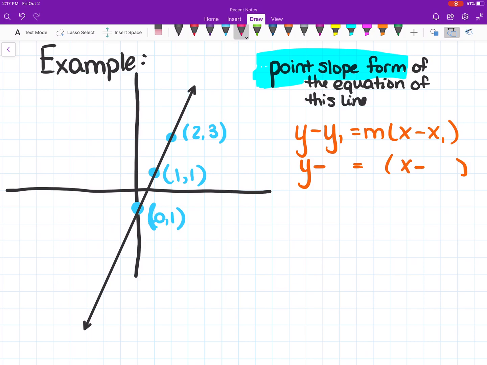Well, let's pick a point to start at. It doesn't matter which point you start with. I'm going to start with this one this time. Up 1, 2, so that's a plus 2, and over 1. Okay, there's my slope. 2 over 1.